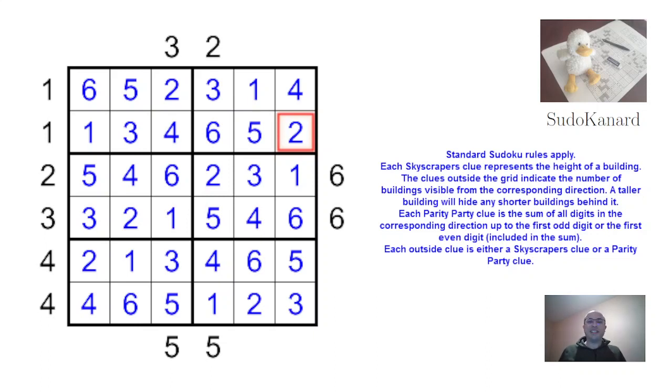To be honest, initially I considered doing just a hybrid of skyscrapers and Parity Party. It's really in the few minutes before starting to do this video that I thought it would be really nice to have this ambiguity stuff. I had no idea it would work so well and with such a stunning visual result.